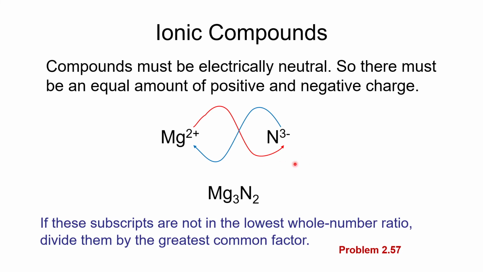So whatever that least common multiple is, if you multiply these by a number to give you the least common multiple, then you will get the empirical formula. So if the least common multiple is 6, whatever times 2 gives you 6, that's 3. Whatever times 3 gives you 6, that is 2. And you'll get the same formula. Let's do number 57.